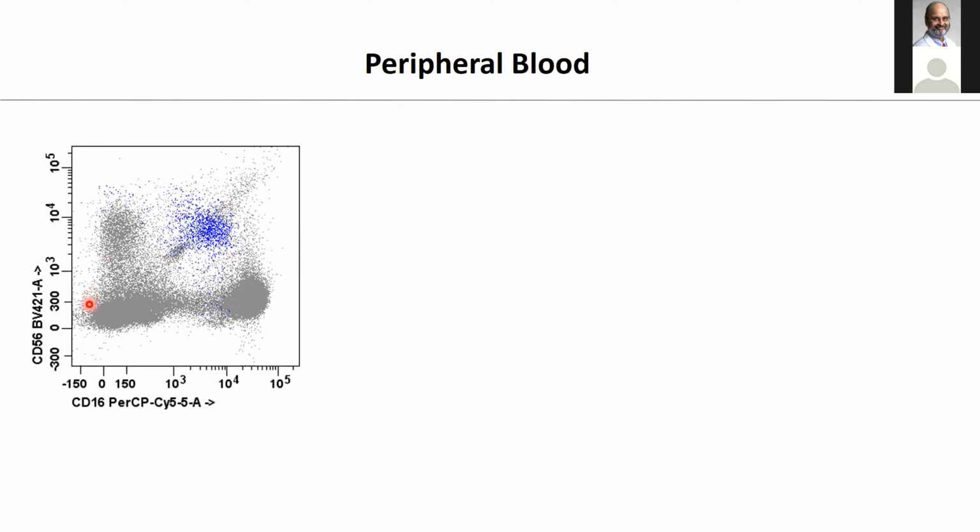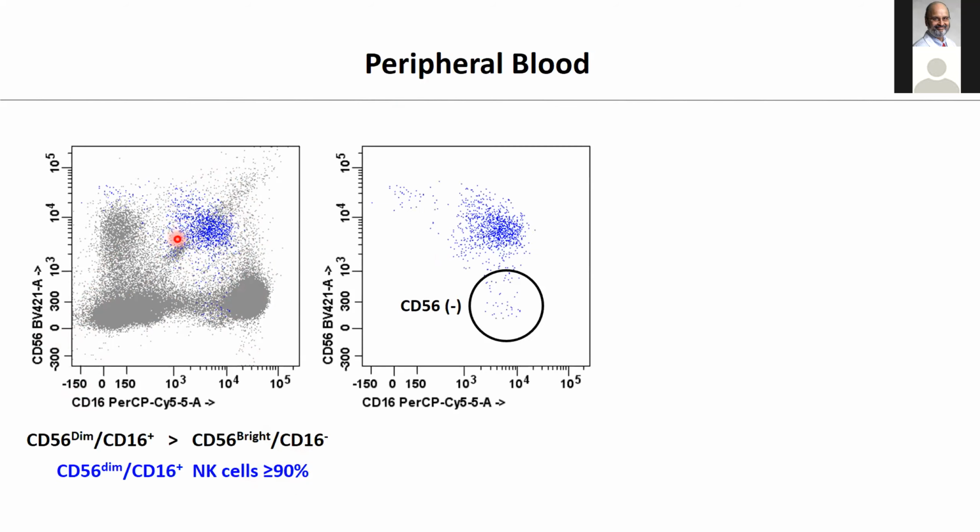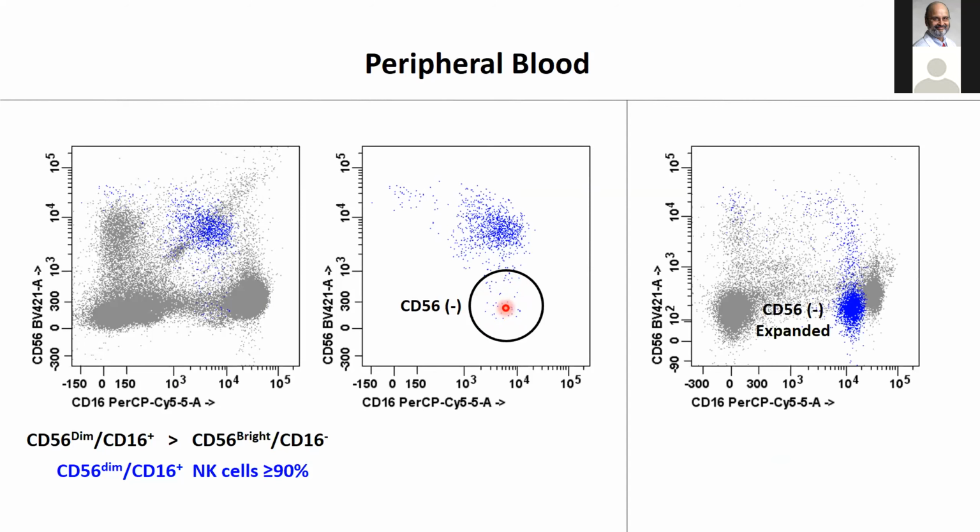So here in the peripheral blood, you can see that the bulk of the NK cells are going to be represented by these CD56 dim, CD16 bright positive cytotoxic NK cells, and those will normally make up more than 90% of the total NK cells in the peripheral blood. Now it's important again to remember that you do have some CD56 negative NK cells here. And why is that important to remember? Well, sometimes they can get expanded.